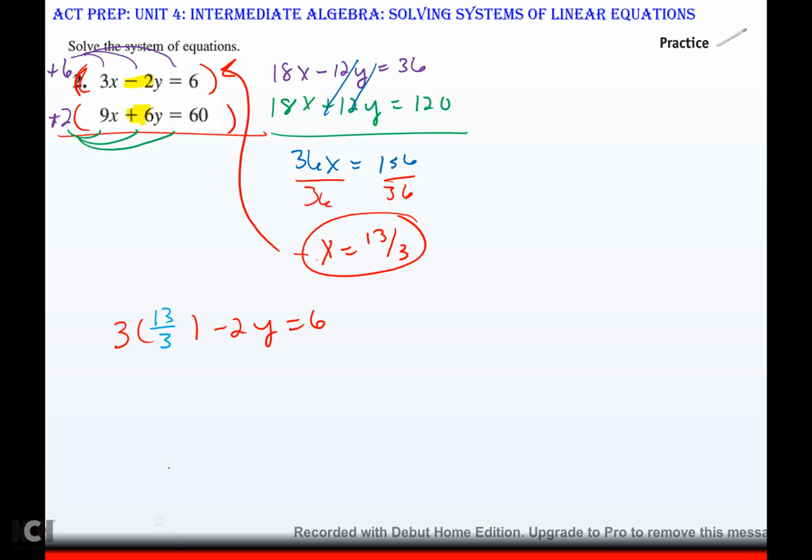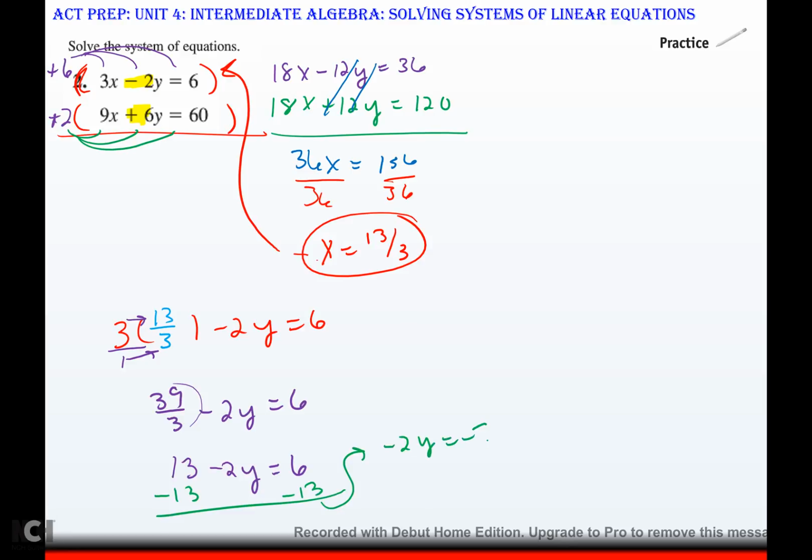I know we all hate fractions, so multiply the top and the bottom, which gives me 39 over 3 minus 2y equals 6. And you could kill the fraction if you wanted to, but this is actually perfect. 39 divided by 3 is 13 minus 2y equals 6. So to get y alone, I'm going to minus 13 minus 13. Negative 2y equals negative 7. Divide by negative 2, and y equals 7/2. So my solution is 13/3, comma, 7/2.